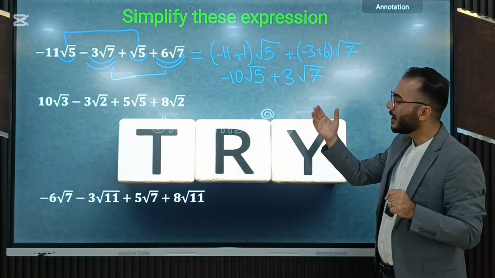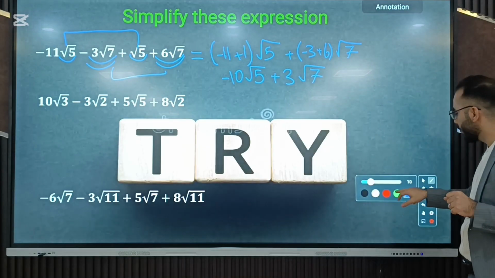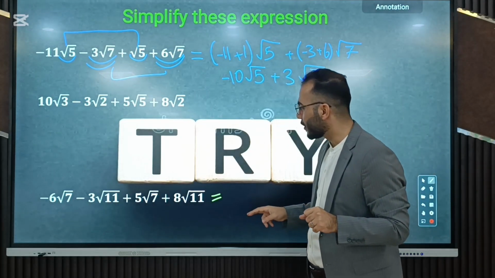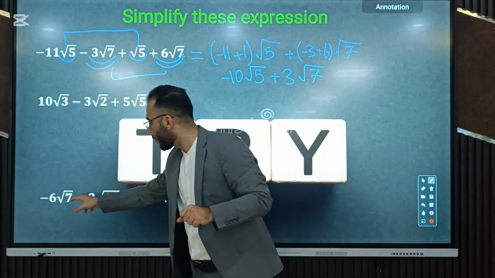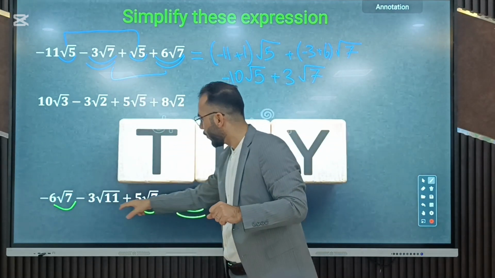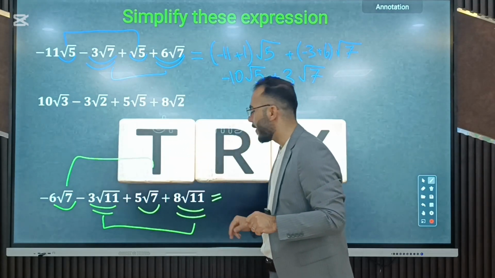All right? So I will leave the second one and I will solve the last one as well in order to make it clear, inshallah. So here, do we have common square roots? Yes, we have square root of 7, square root of 7 again, square root of 11 with square root of 11. So these two together and these two together.